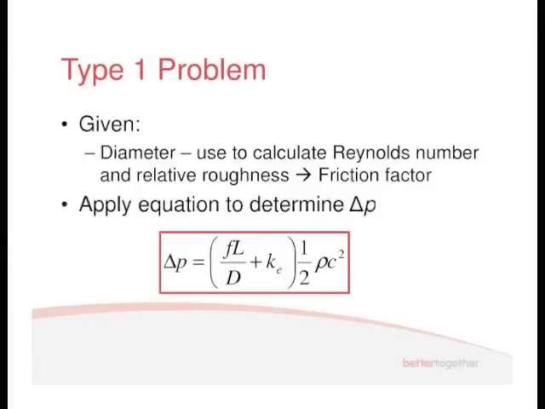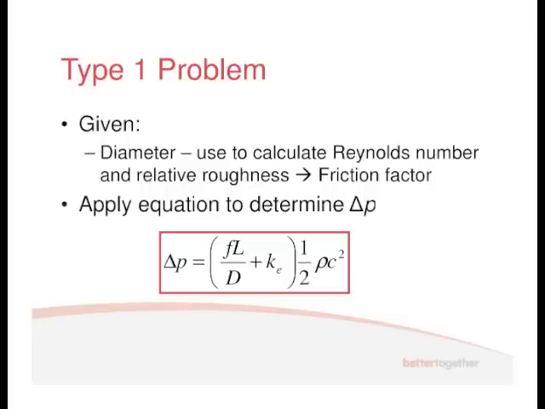With turbulent flow problems and the minor loss problems, there are three types of problems. The first type, you're given generally the diameter of the pipe, and from that you can work out the Reynolds number and the friction factor, and you just plug the numbers you've got from the question into the equation to determine the pressure loss.